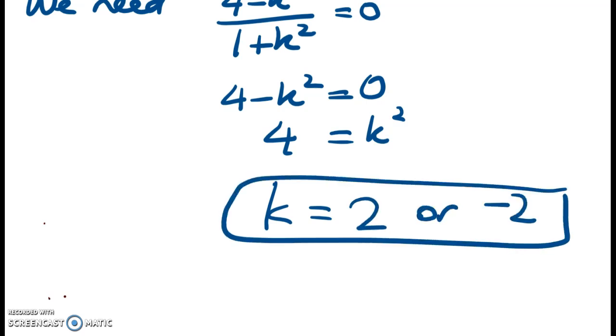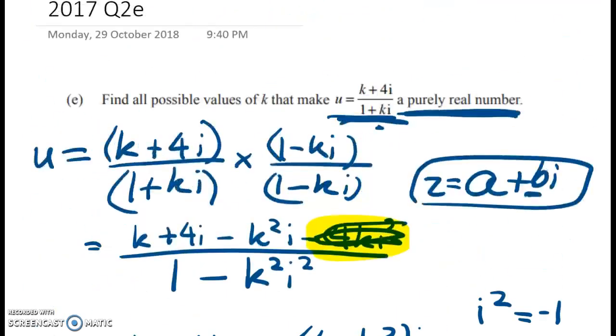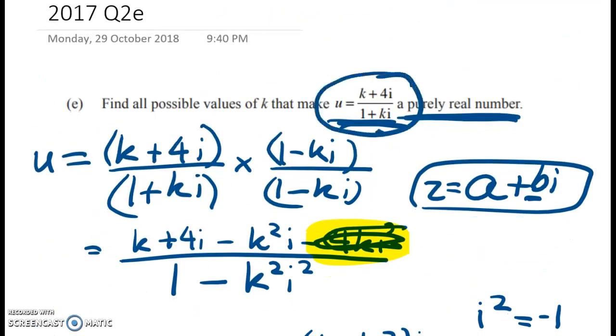Now you can go and check that all works, but trust me it does. Actually, don't trust me, go check it. If you pop that back in there, u works out to be a purely real number. So that's all there is to it. 2.5 minutes for an excellence question, not bad.